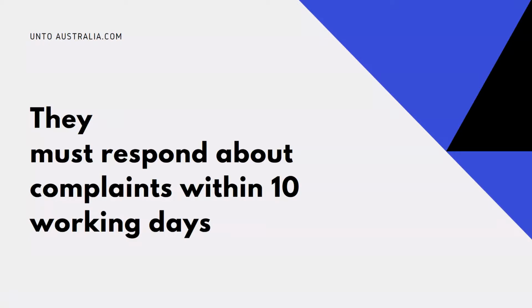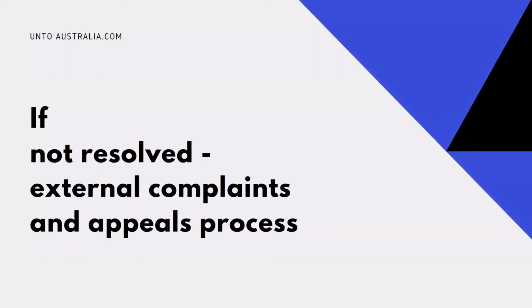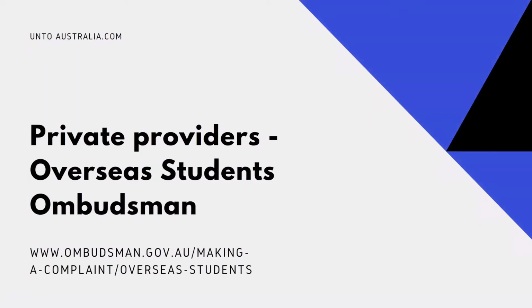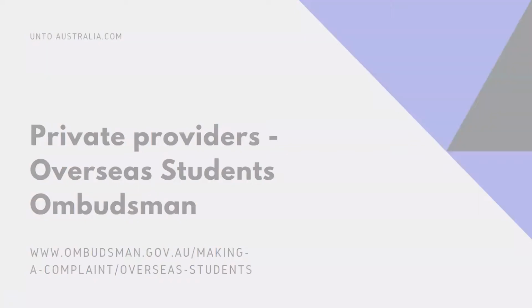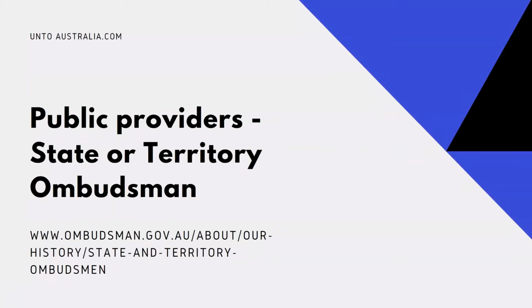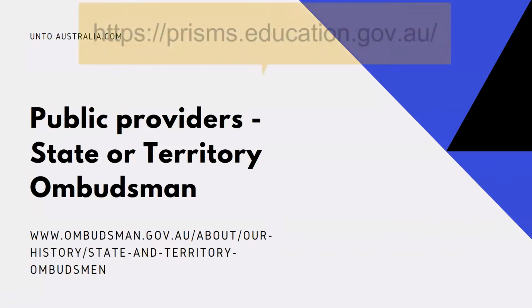And then if it cannot be resolved by the school, then it must get elevated to an external complaints and appeals process. So for private providers and private schools, you can use the Overseas Students Ombudsman. And for public schools and providers, you just use the State Ombudsman. Okay, and there's the link for them.